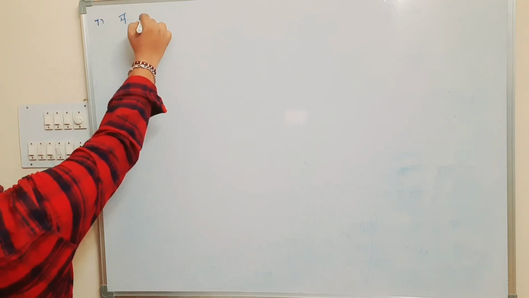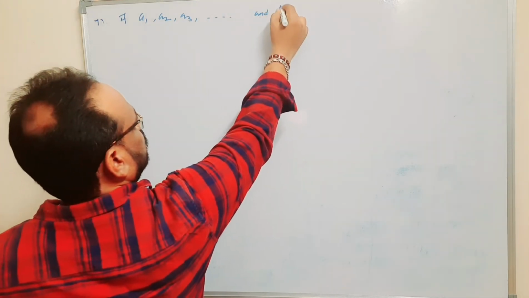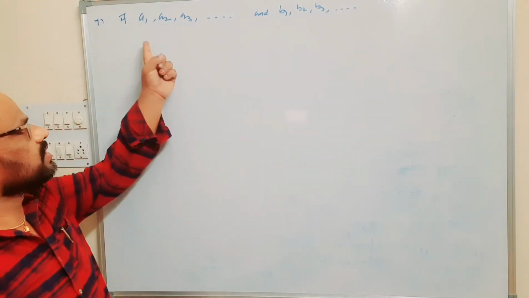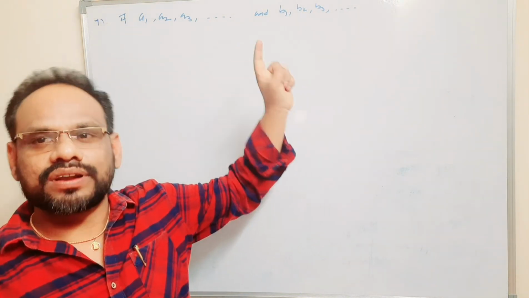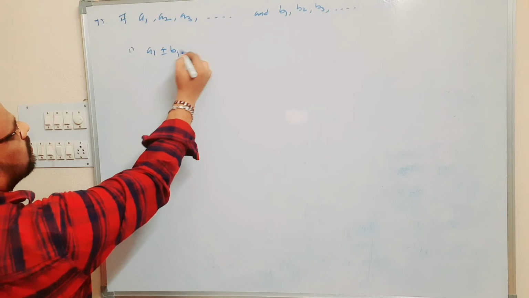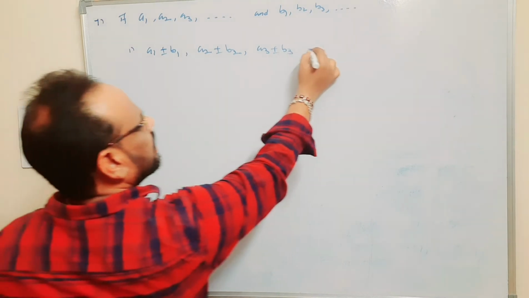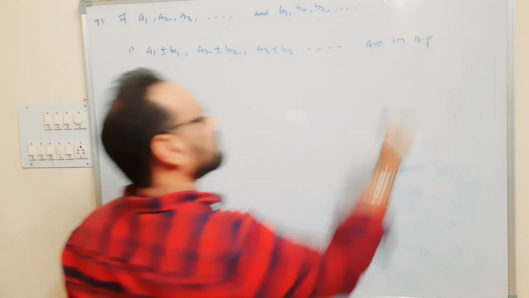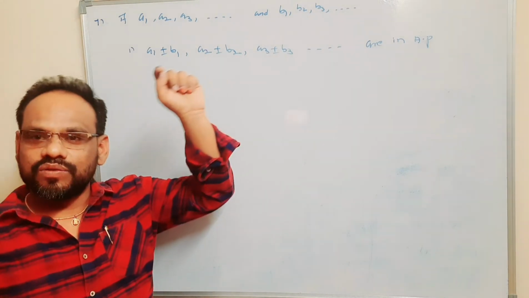If A1, A2, A3 and so on, and B1, B2, B3 and so on are two arithmetic progressions, then A1 plus or minus B1, A2 plus or minus B2, A3 plus or minus B3 and so on are always in arithmetic progression.